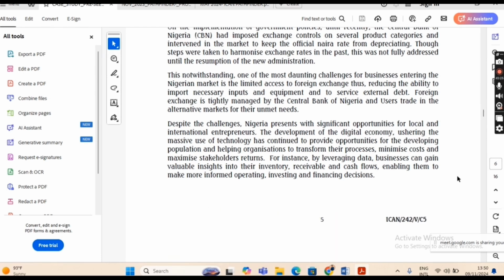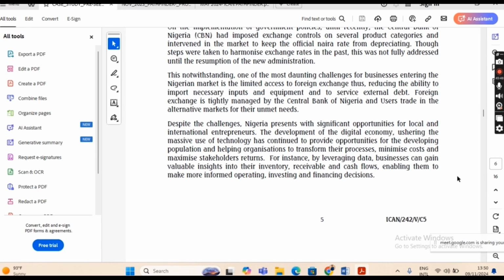Now, this should call your attention to the receivable period, the cash flows, and the likes, right? Financing decision under the cash flow statement. Now, you should know that this is an opportunity. Despite all the challenges, there is still an opportunity, locally, by leveraging on some data.